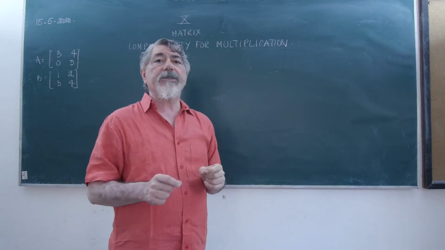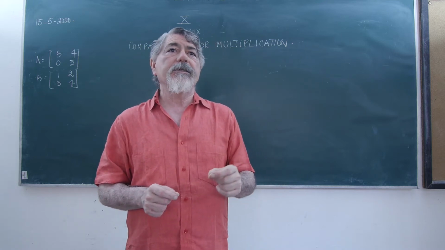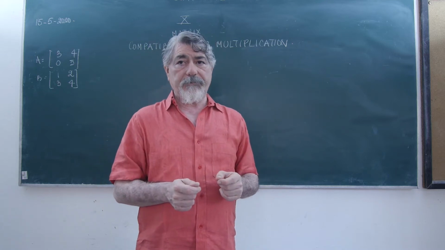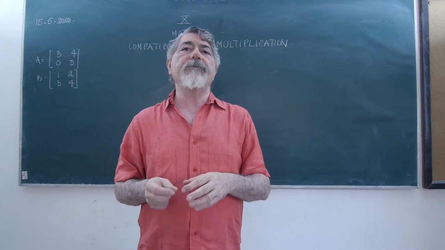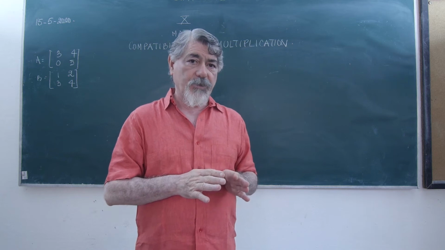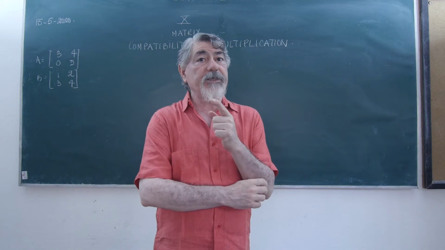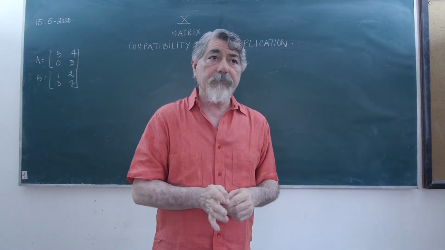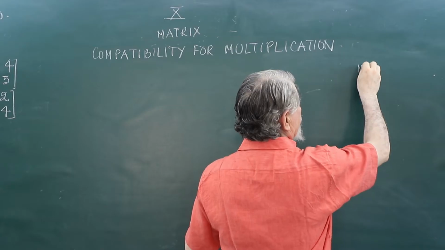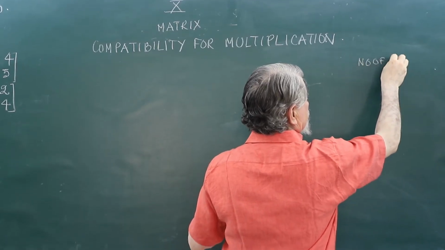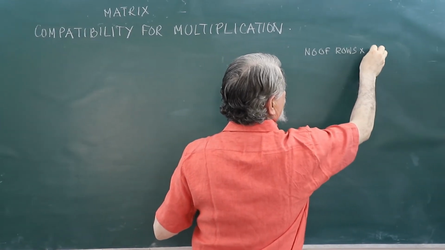When can 2 matrices be multiplied with each other? Number 1, it is very important to understand that all the matrices can't be multiplied to each other, but all the square matrices of the same order can be multiplied. They have to be of the same order, then they can be multiplied. You remember the order of the matrix was number of rows into number of columns.